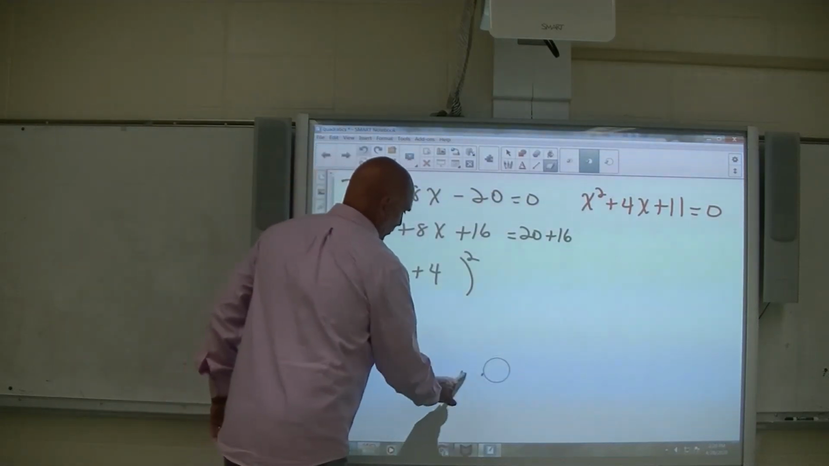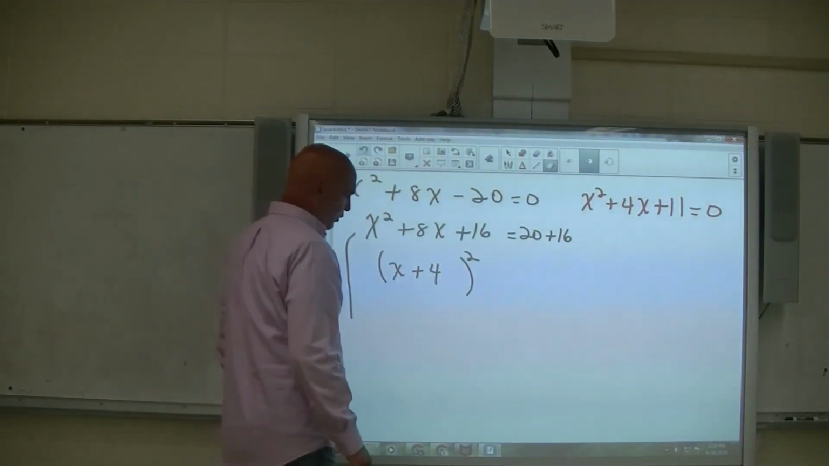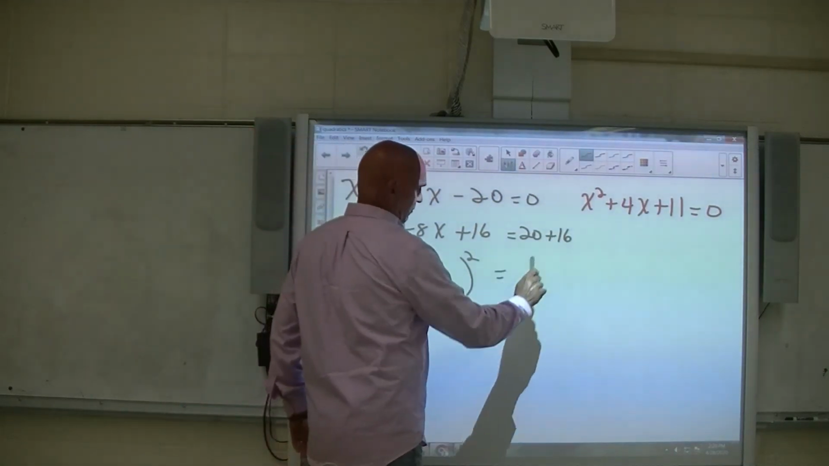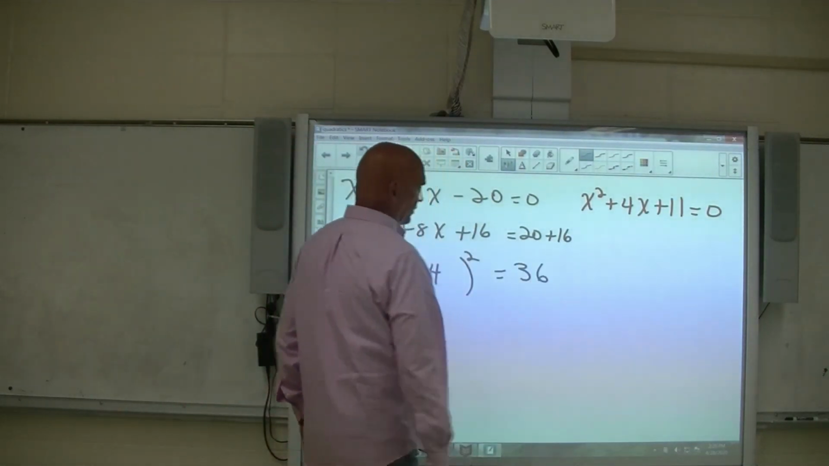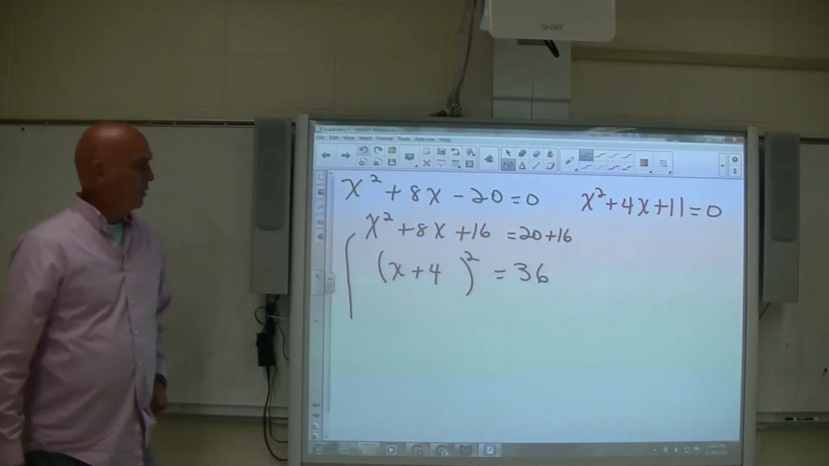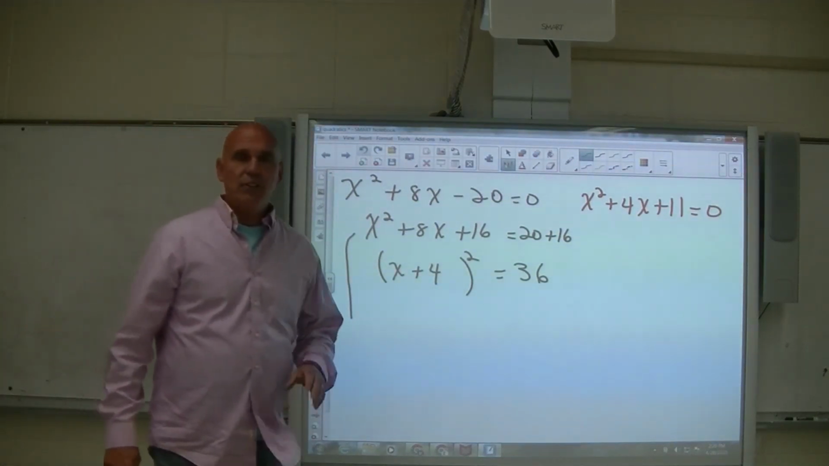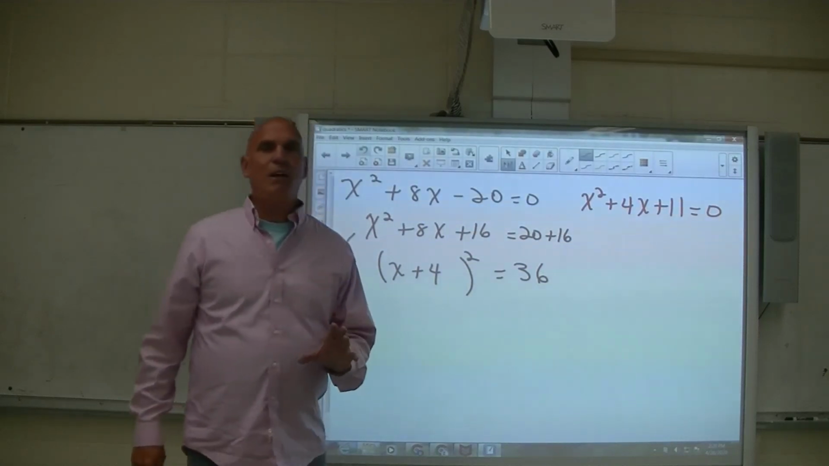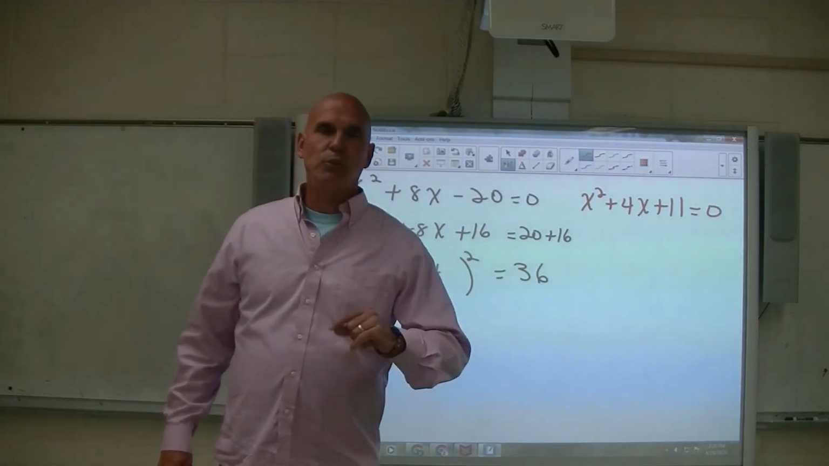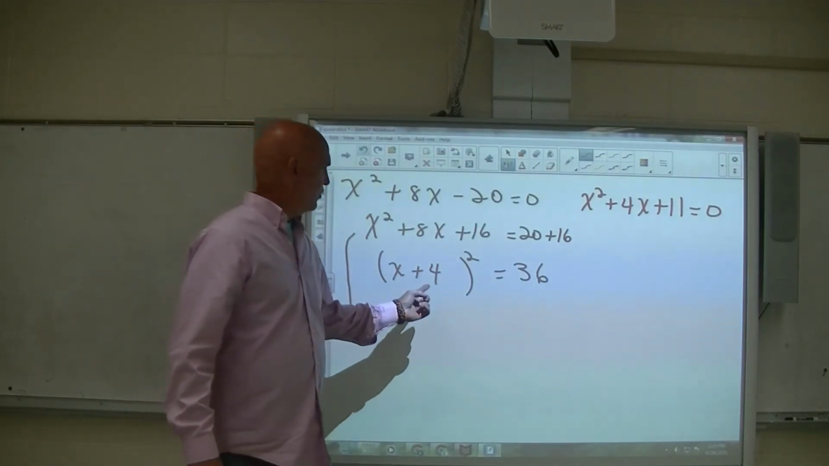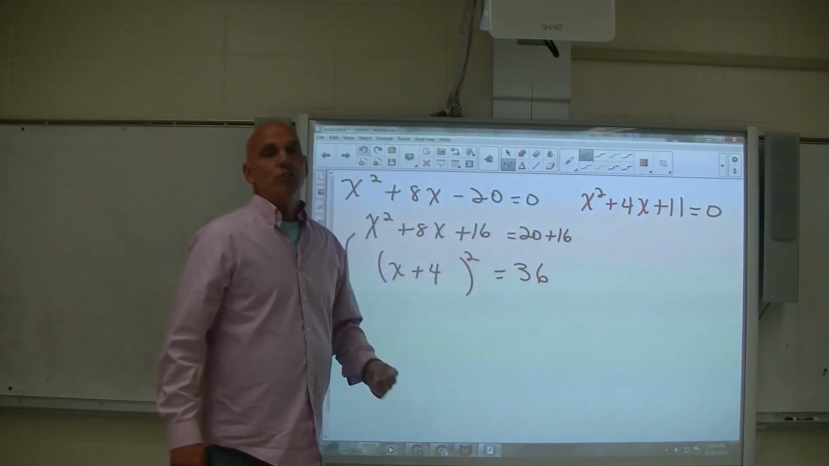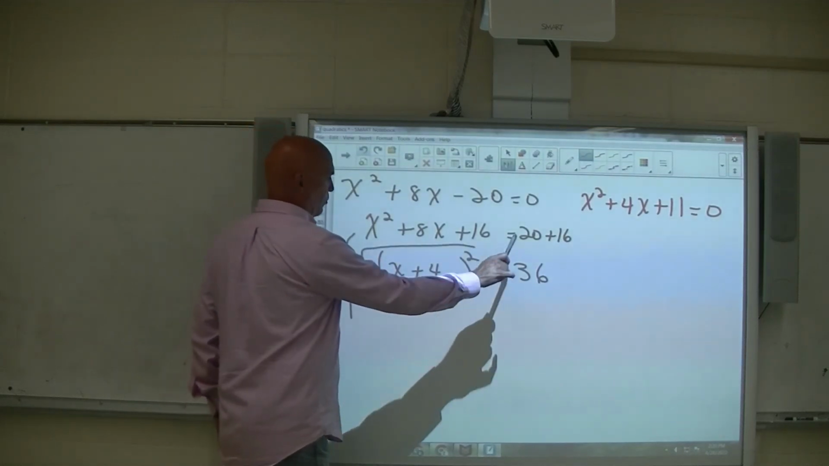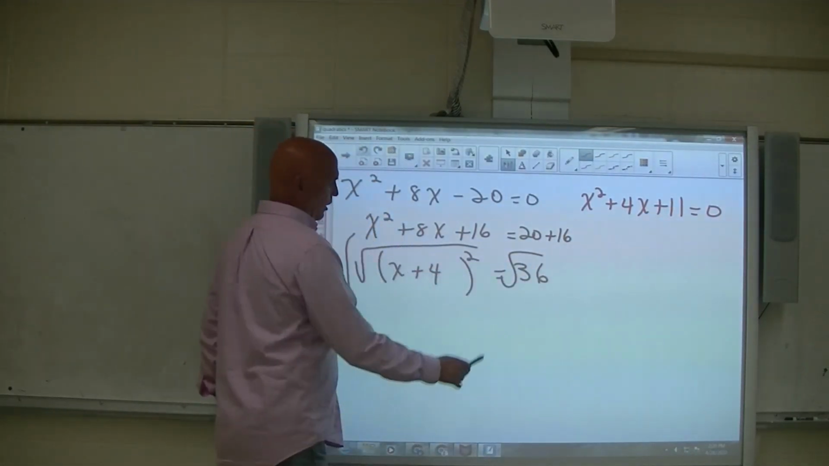So now the problem is about half done. The next thing to do, don't forget to add the 16 over there also. x plus 4 squared is equal to 36. Now this is a problem that we're going to be able to solve because we can just find out what's happening to the variable and do the opposite. 4 is being added to it and the whole thing is being squared. If you want to undo the whole thing being squared, you have to take the square root of both sides. So take the square root of both sides.